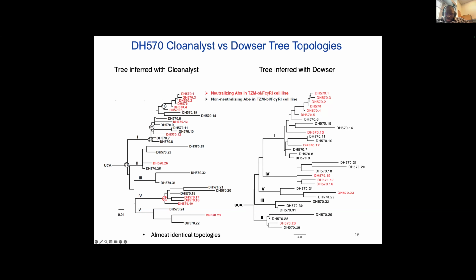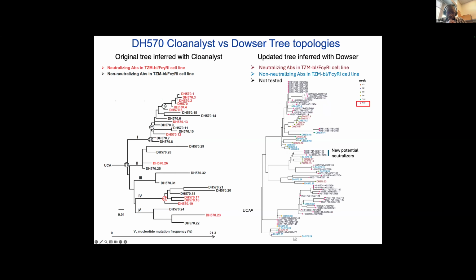The topologies were largely similar, except for a few differences in the relationships between the clade members. For example, if you look at clade 2 and 4, you will see a slight twist in how the members are aligned there. The differences, we believe, are likely due to the more sophisticated mutation model used by Dowser and the updated IgGene library that we used to infer the UCA prior to our tree inference.